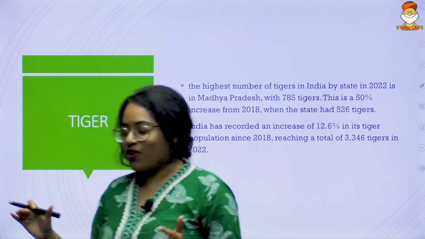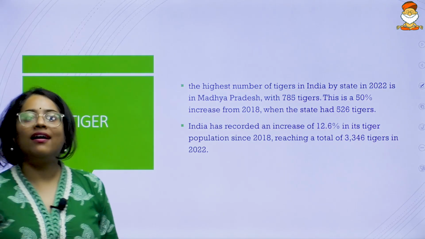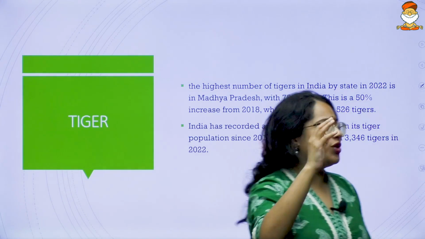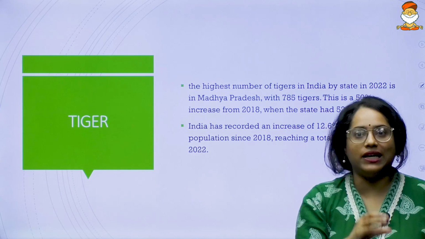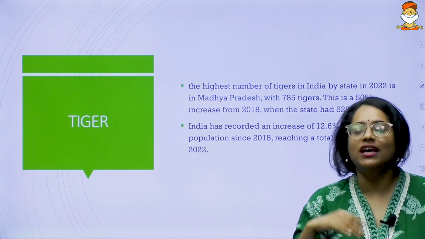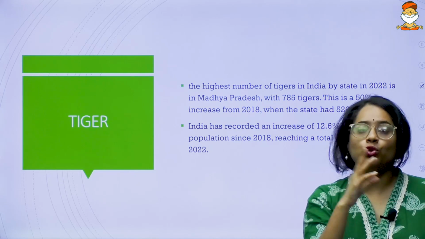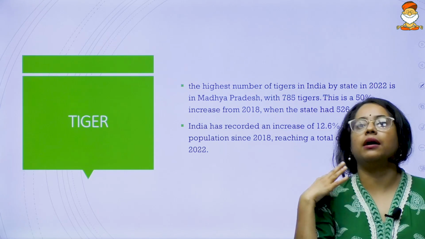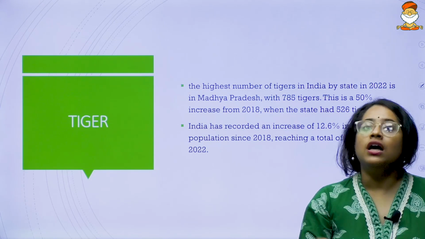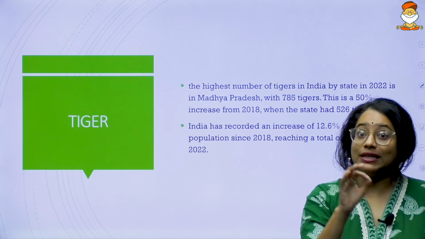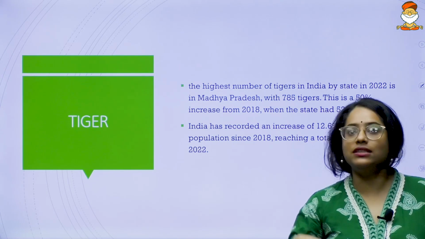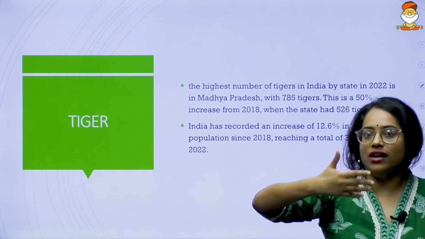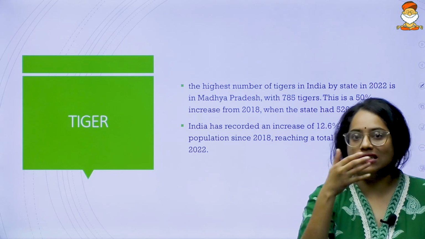No discussion of environment is complete without the tiger. But we are not going to go into the life history of the tiger. I just wanted to give a few details about the tiger census that has happened very recently. You do know that the tiger census in India happens once in 4 years. The last one was in 2018, which means in 2022 there was another census, and all of those learnings are important for us this year also.